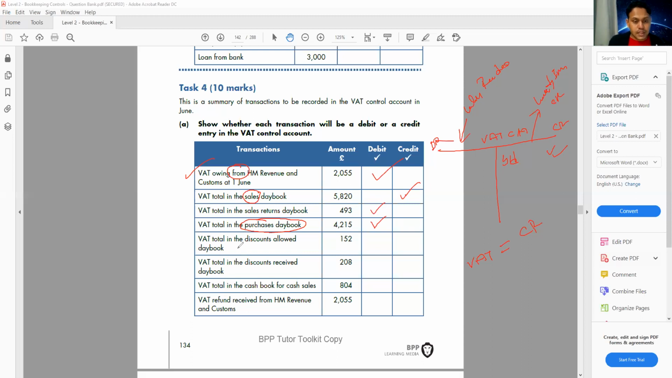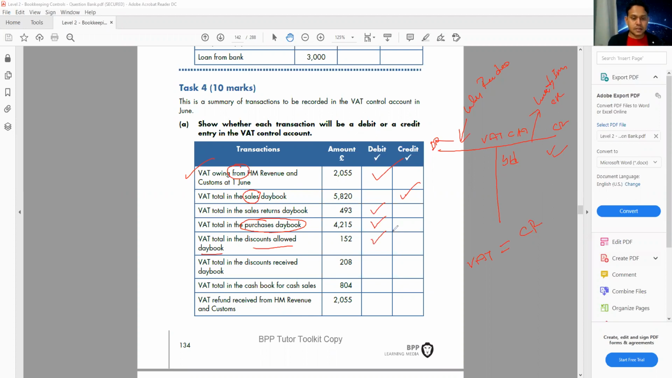The next one is total VAT on the discount allowed, debit. If I give a discount to any customer, the VAT will be debit because I'm not going to pay VAT on the discounted amount. Let's say the normal price is 100 and the discount is 20, so I will only pay VAT on 80. I will only calculate the VAT on 80, not the 20 I give as discount.